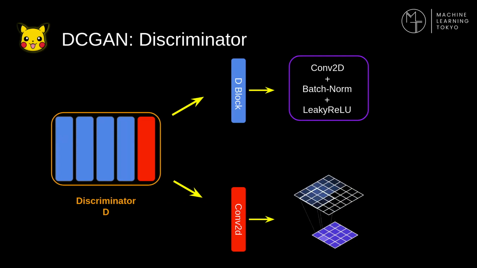So with that, let me talk a little bit more about the D block. We have a conv2D, and then from that we are just going to put it inside a batch norm, and finally a leaky ReLU. And for the conv2D, we are just going to use the vanilla conv2D.